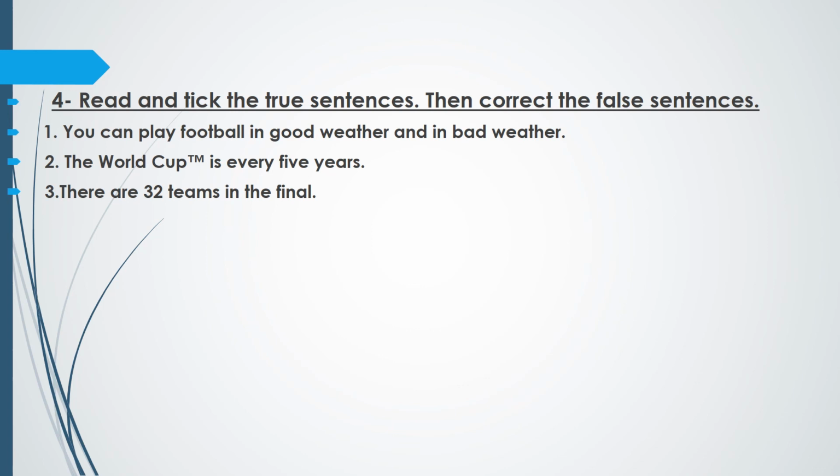Okay, now, number 1. You can play football in good weather and in bad weather. True. Number 2. The World Cup is every 5 years. It's false. And the correction is the World Cup is every 4 years. Number 3. There are 32 teams in the final. Yes, it's true. Now exercise number 5.